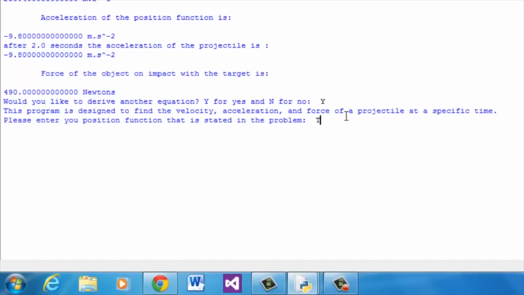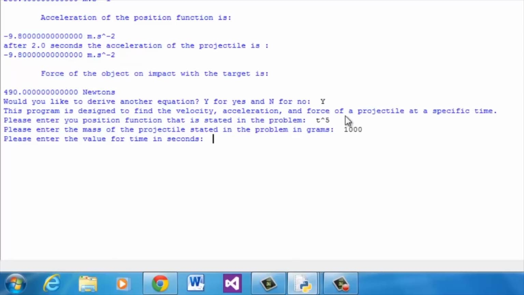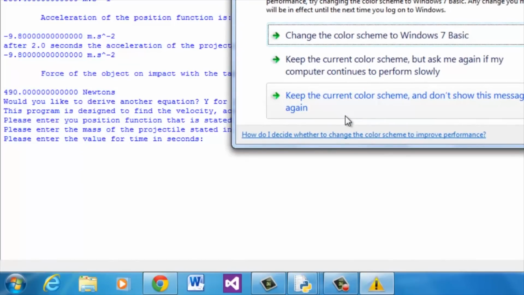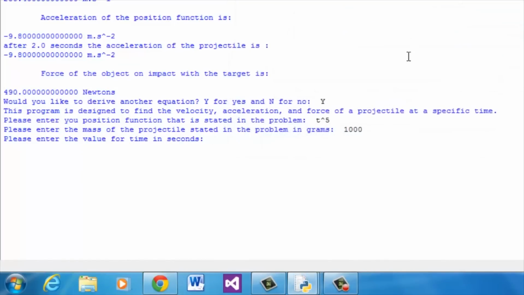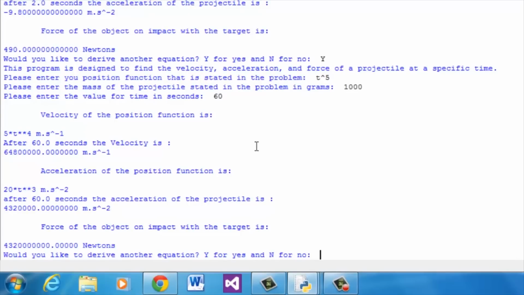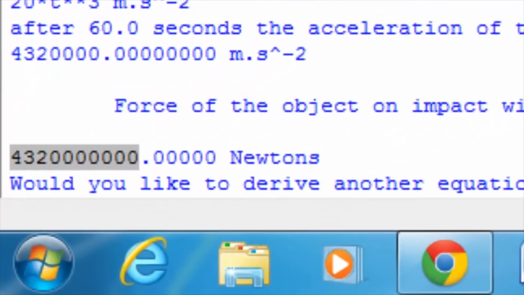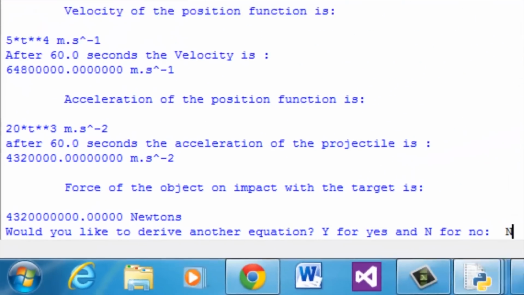So for example, I could put in t to the 5th. If I can type, there we go. T to the 5th, and please enter the mass of the projectile stated in the problem. We're going to make this projectile really big, like a cannonball, like 1,000 grams. Please enter the value for time in seconds. We're going to make that 60. And ta-da, it did it for us. And that's a lot of newtons. We'll not want to be hit by that. Okay, there is our math problem, and Ben will take it away from here.